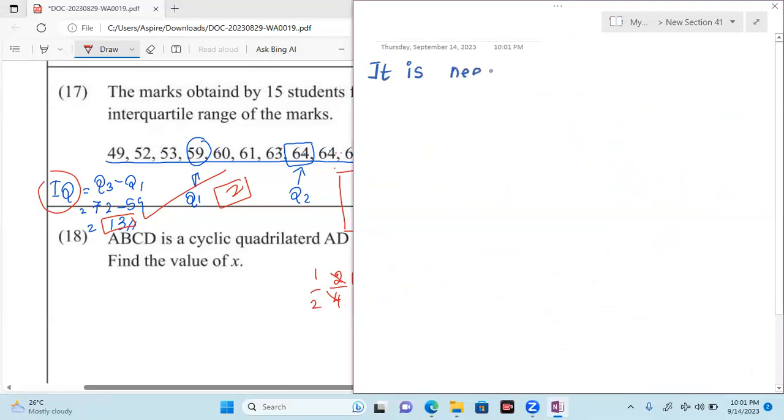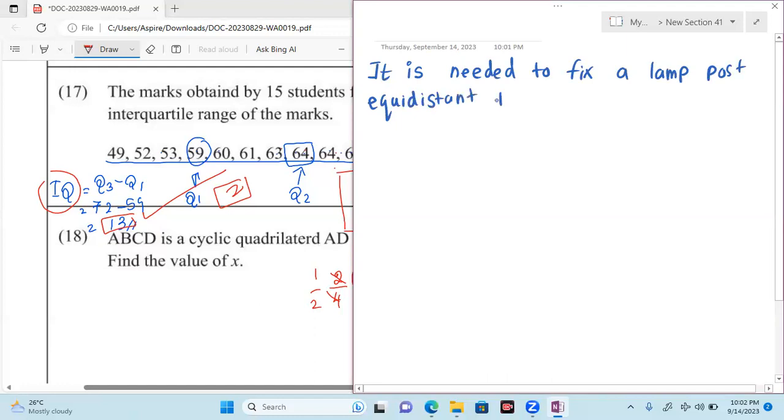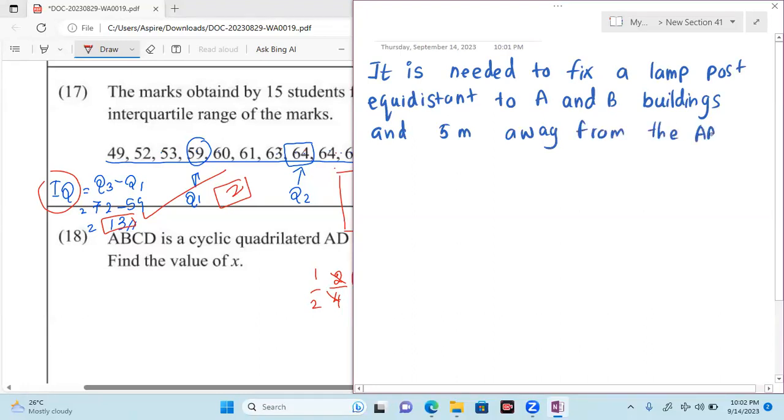It is needed to fix the lamp post equidistant to A and B buildings and 5 meters away from the AB border. Mark that point T on the diagram.